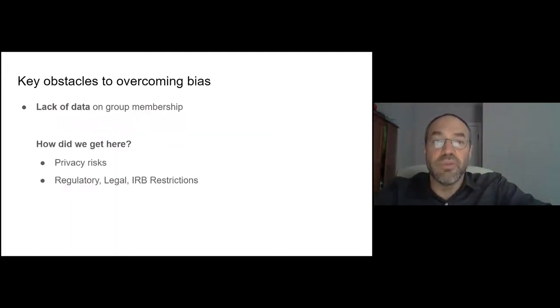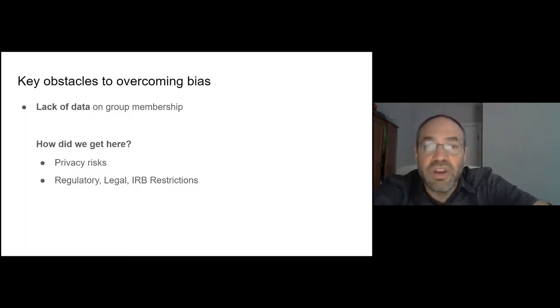So lack of data on group membership. How did we get here? We have a data set that has 600,000 kids in it and we don't know which ones belong to different groups. The big answer is two things: privacy risks and regulatory, legal, and IRB restrictions.